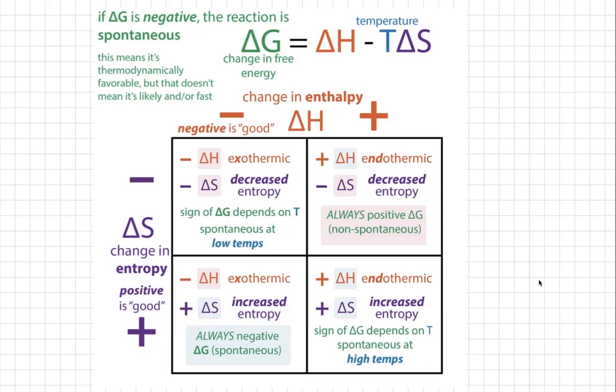So there are different ways that you can get to having a negative delta G. So we need to look at this equation. And in order for it to be more likely to have a negative delta G, we want there to be a lower enthalpy. So low H is good in terms of favorability.